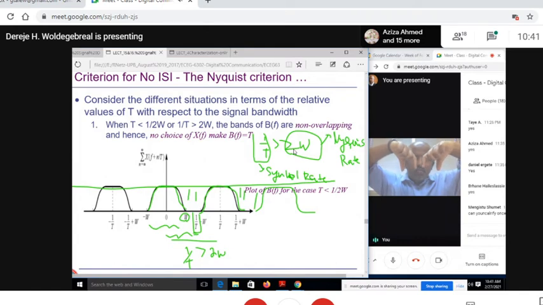To eliminate the gap, it has to be like this. So, if 1 over t, which is 1 over the symbol rate, is greater than 2w, then there is no way that you can come up with a filter that would fulfill the Nyquist criterion. What is twice of w?